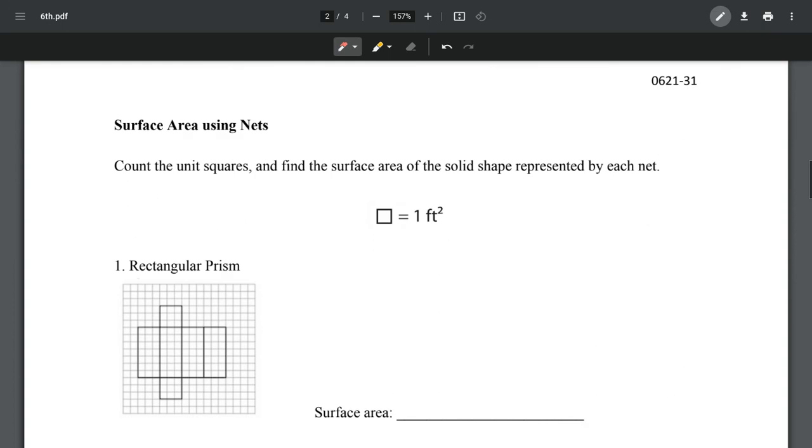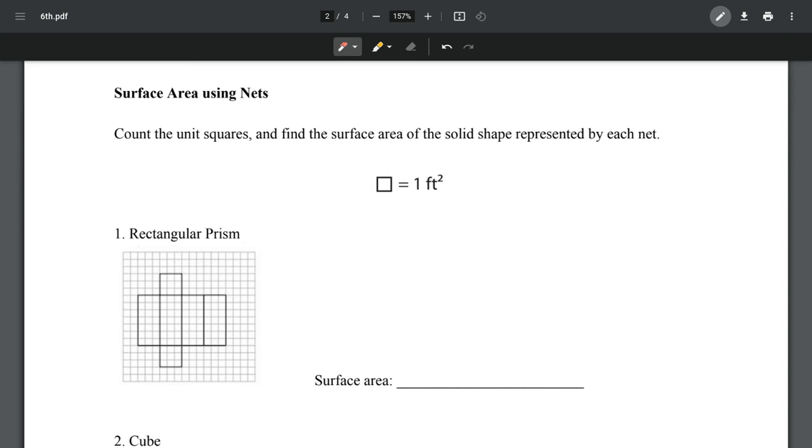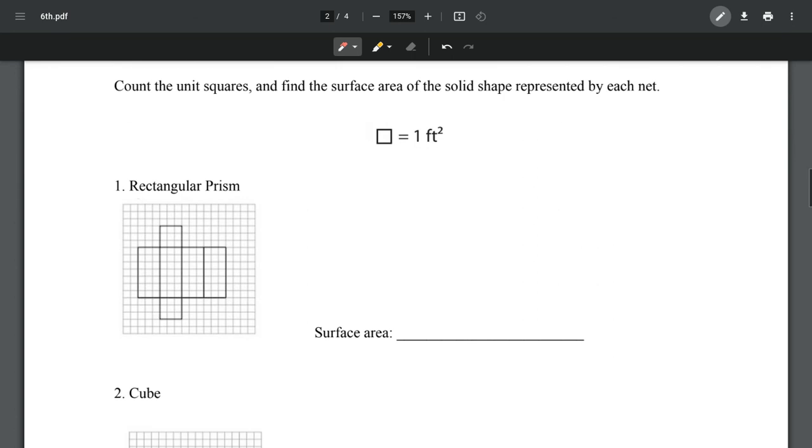We're working with surface area using nets, and they're asking us to count the unit squares and find the surface area of the solid shape represented by each net. And we know that a square represents 1 foot squared. Okay, so let's look at number 1.